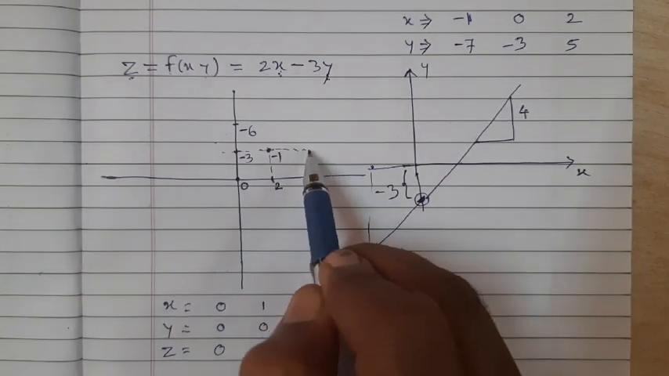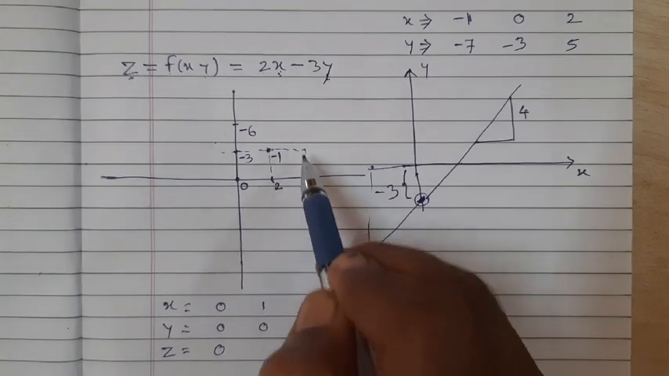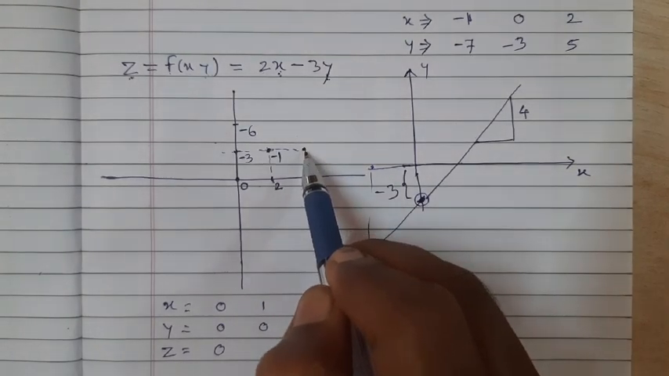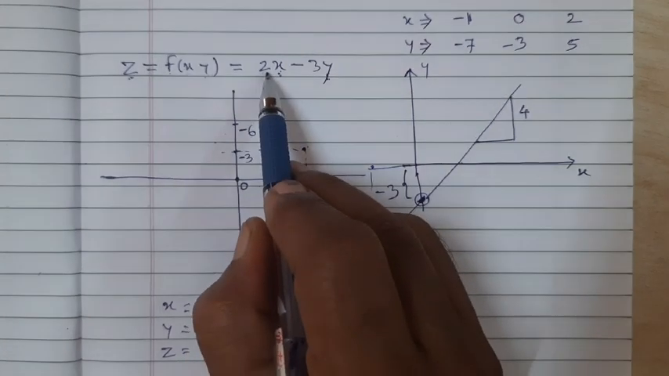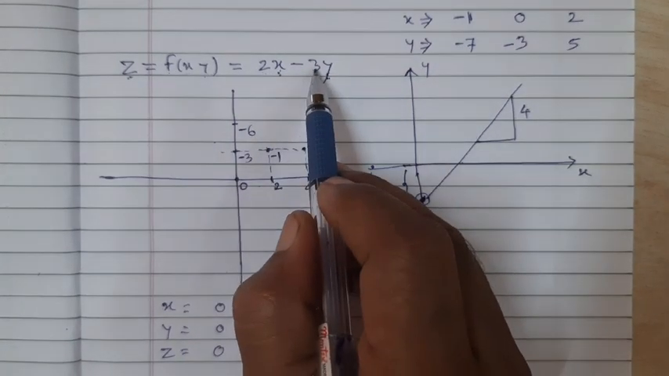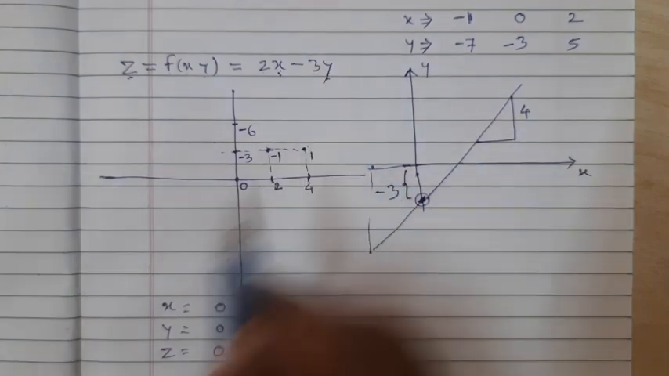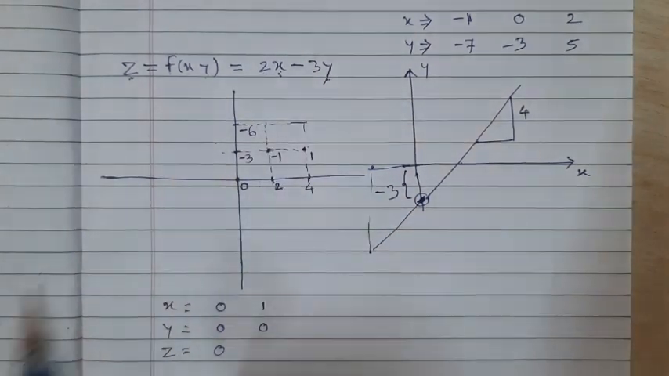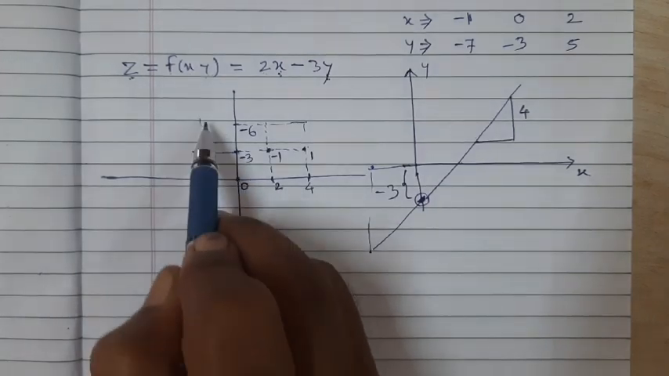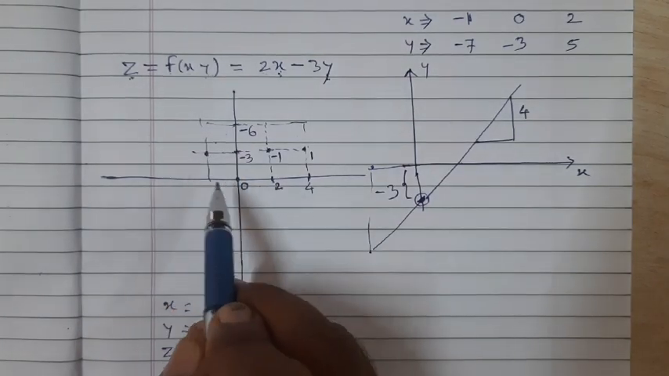What will be the value here? At x is equal to 2, y is equal to 1, this point is 2, 1. See, the coordinate of the point is 2, 1. But the value is, if I substitute, 2 2s are 4, minus 3 it is 1. The value is 1.